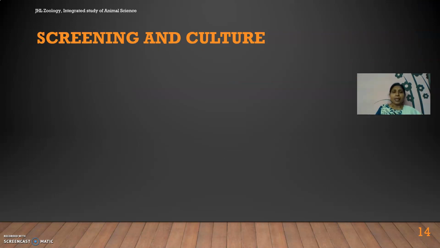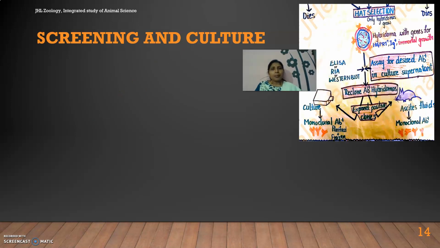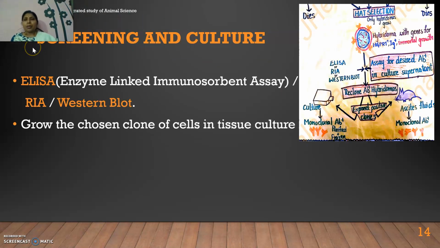And the next is screening and the culture. For the screening, you are going to assay for the desired antibody in the culture supernatant either by the ELISA test or RIA test or the Western blot test. So RIA, ELISA or the Western blot, one of these three techniques, is used for the assay of the desired antibody in the culture supernatant.